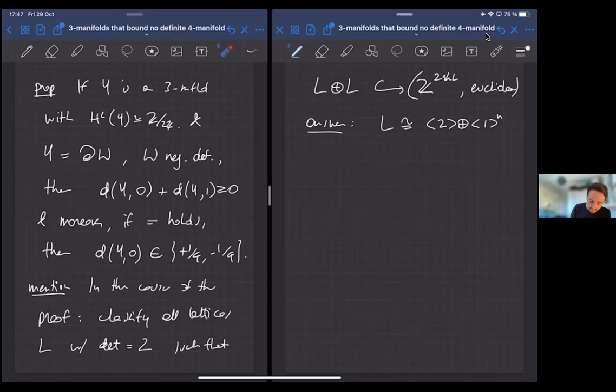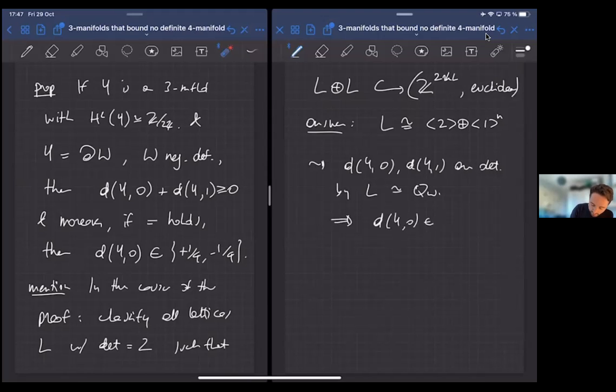once you have this, then you know that the correction terms of Y are determined by L, or by Q of W. And this essentially implies that they have to be the same. They have to be 1 plus or minus 1/4.